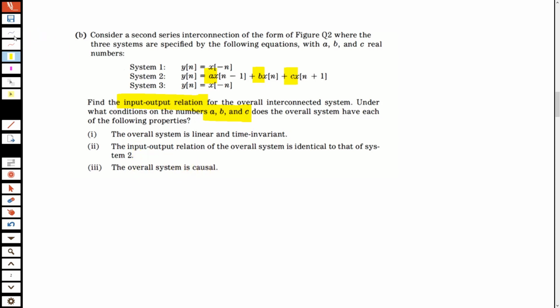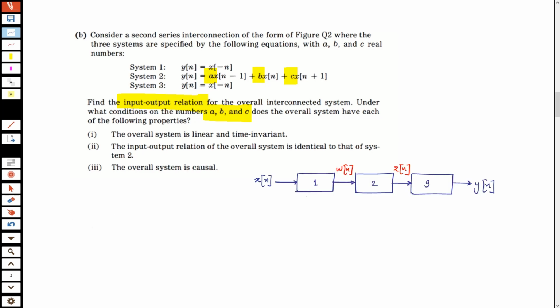So let's take it one by one. Let us first start with the input-output relationship. Let's do the same exercise again. I'll keep the intermediate outputs still as w[n] and z[n], and I'll just quickly redraw it here. We follow the same process. y[n] would be what? Given z as the input, what does system 3 do here?